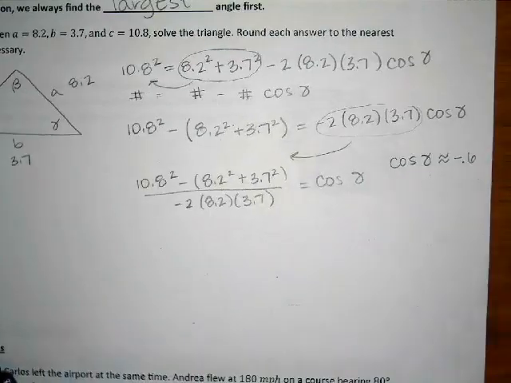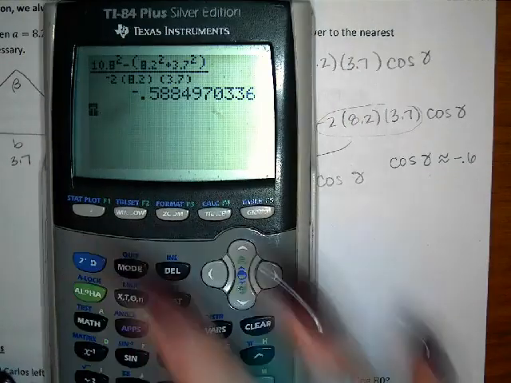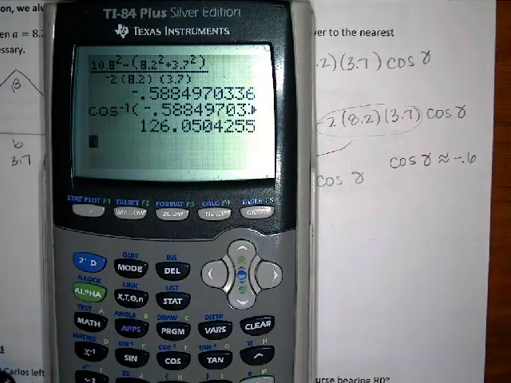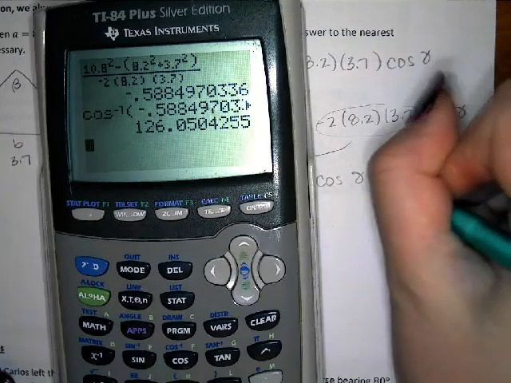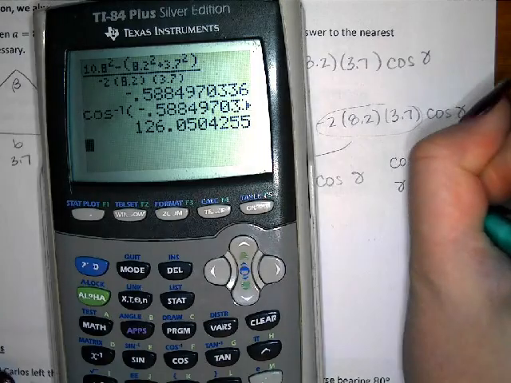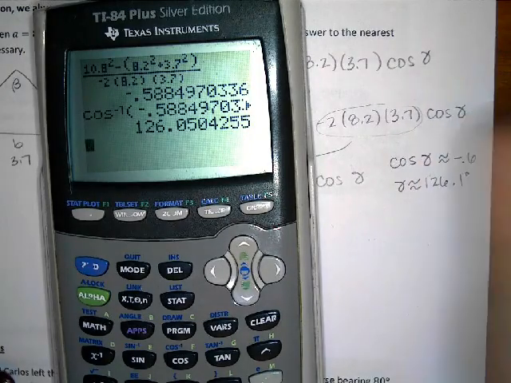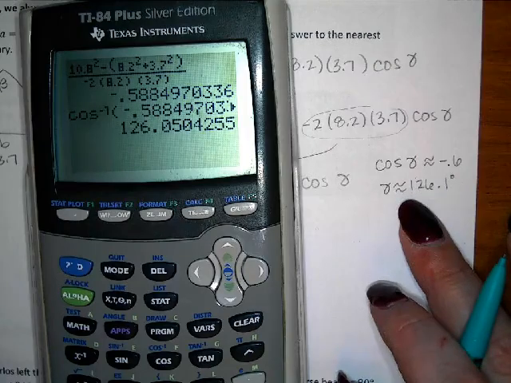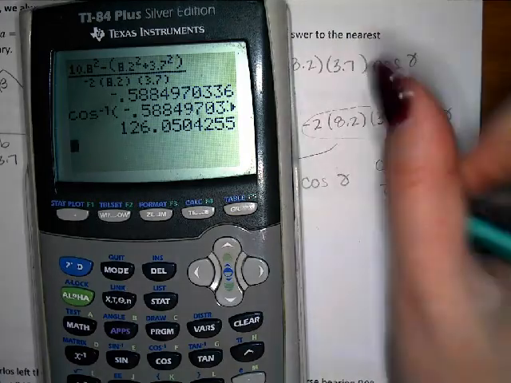So now I can do cos inverse, 126. All right. And you could store this if you wanted to. I don't think we need to store this. So I'm just going to leave it there.